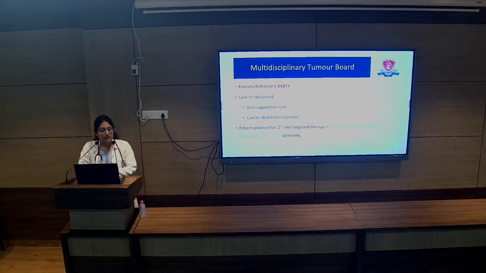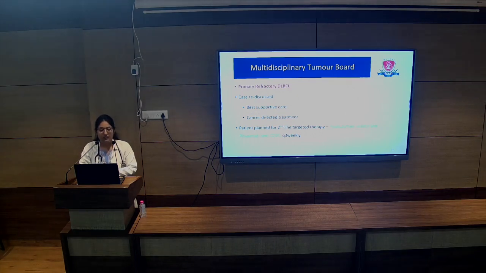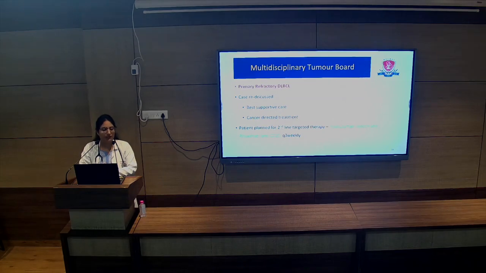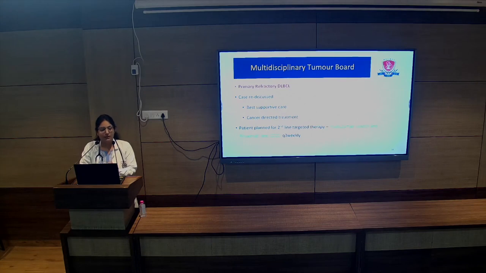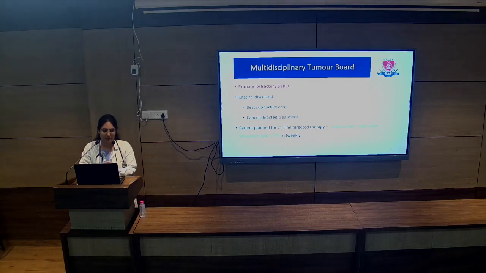Now we have a case of primary refractory DLBCL since the patient has progressed on treatment. So the case was rediscussed in the multidisciplinary tumor board. Now we have two options further, either to offer best supportive care to this patient or to go ahead with further cancer-directed treatment. Since the patient had a good performance status and looking at the geriatric assessment, she was planned for second line of targeted therapy, which included polatuzumab vedotin and rituximab, 2 agents given every 3 weekly.